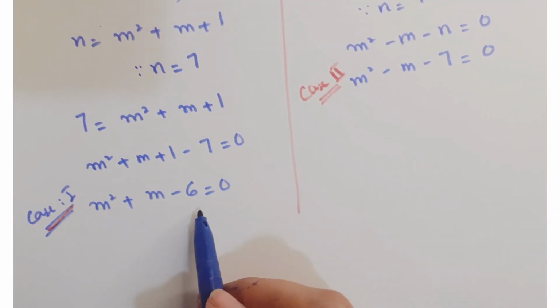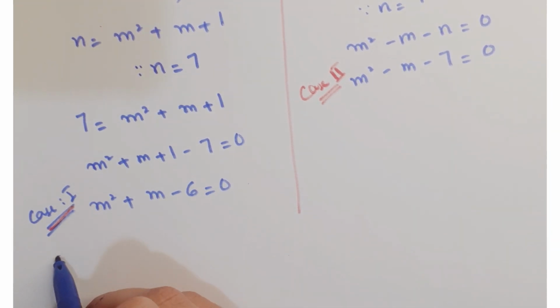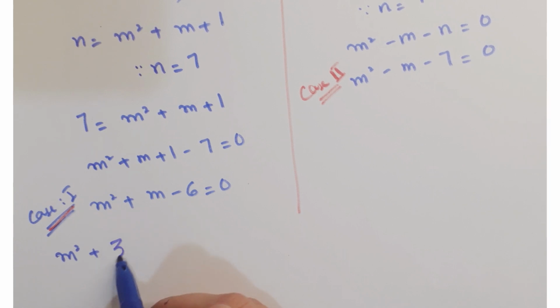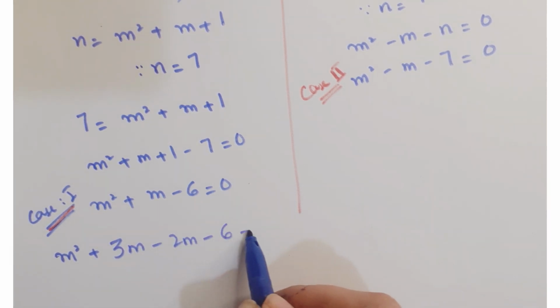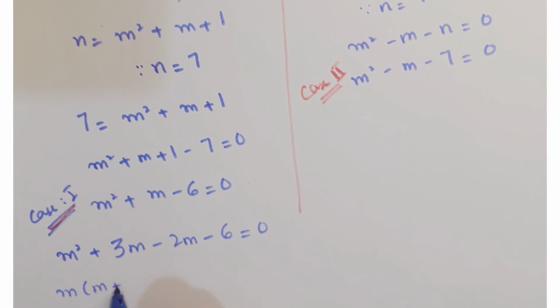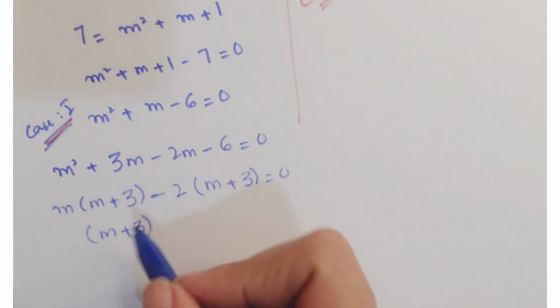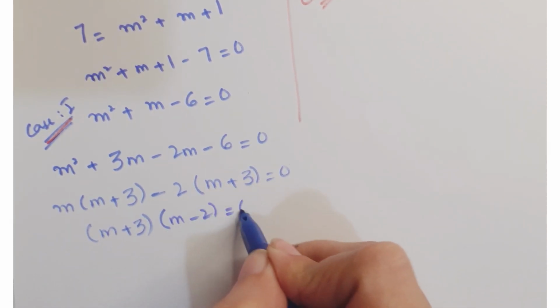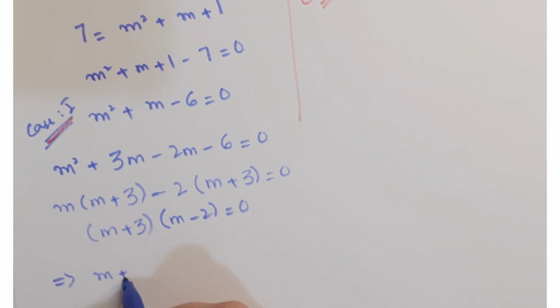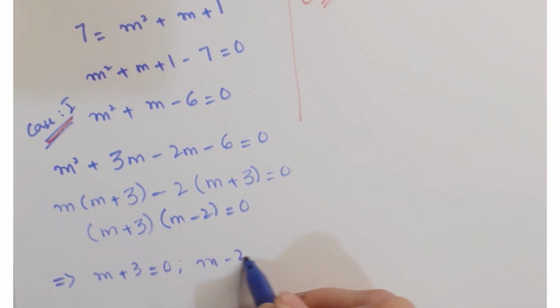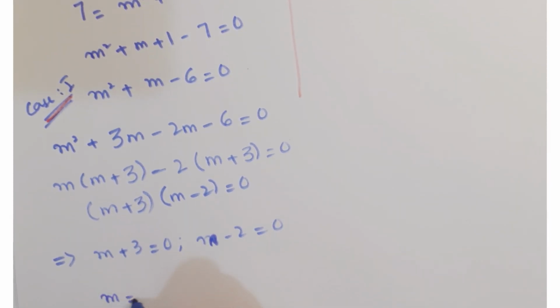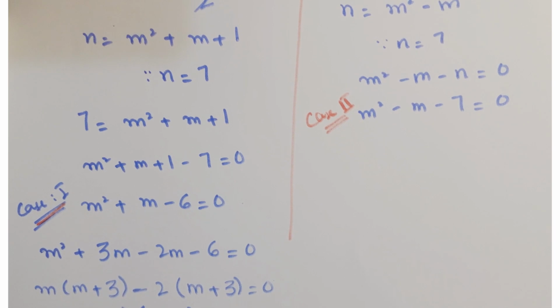So now this is a quadratic equation. So we can just factorize it by breaking the middle term, that is m square plus 3m minus 2m minus 6 is equals to 0. Here we have m common, m (m plus 3), taking out 2 common, minus 2 (m plus 3) is equals to 0. Further we have (m plus 3)(m minus 2) is equals to 0. Now this implies that m plus 3 is equals to 0, or you can say m minus 2 is equals to 0. So here m is equals to minus 3 and m is equals to 2. Now dealing with case number 2.